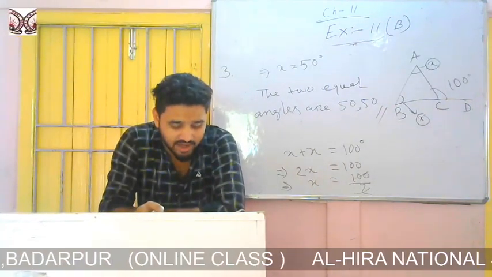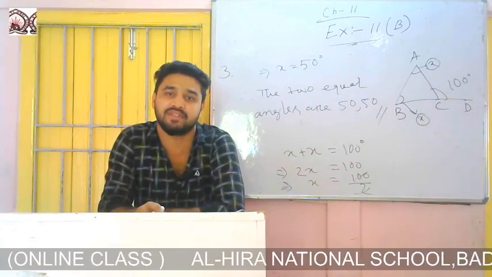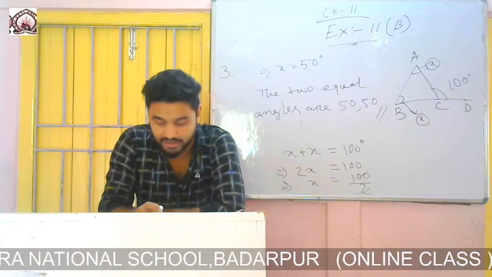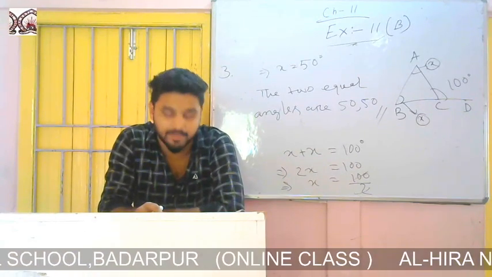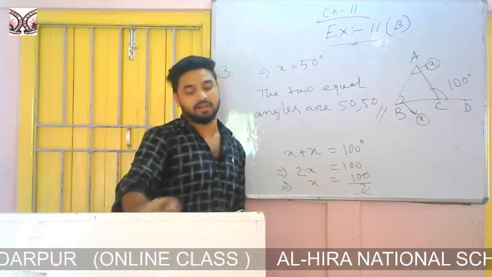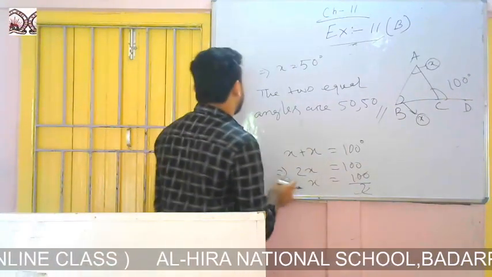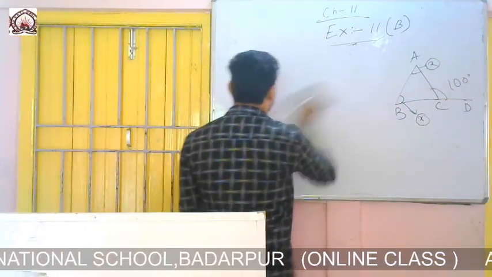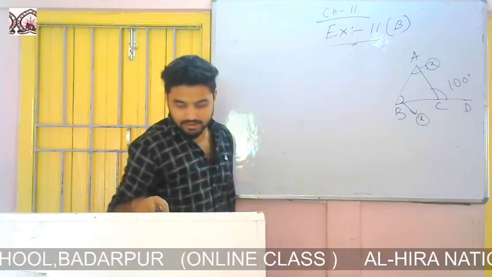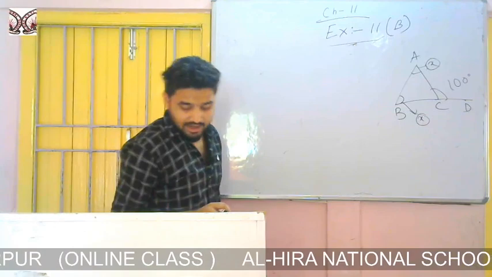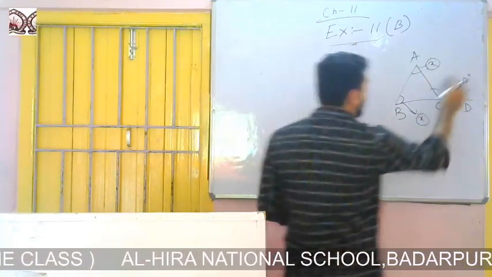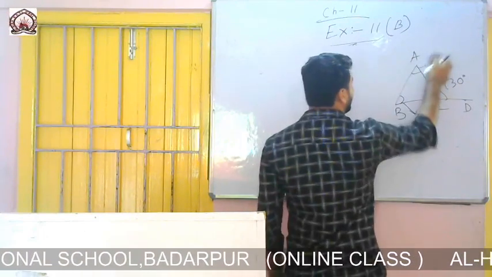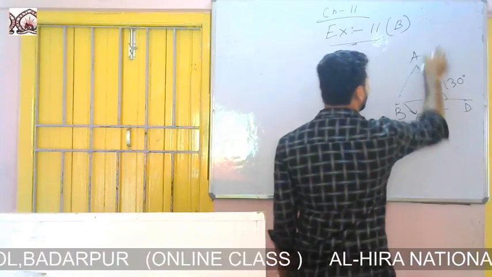Okay, now come to question number 4. One of the exterior angles of a triangle is 130 degree. Again, the measure of the exterior angle is given, 130 degree. And the interior opposite angles are in the ratio 2:3. Find the angles of the triangle. That means now we have to find the angles of the triangle.